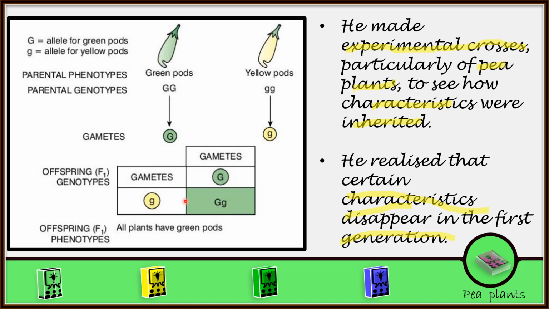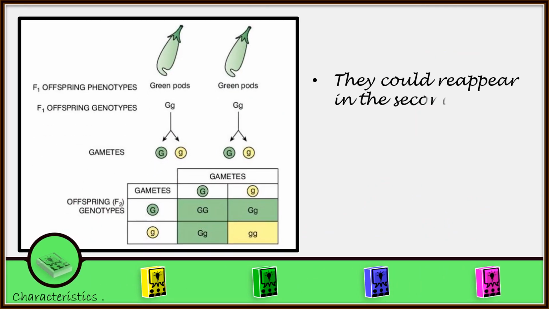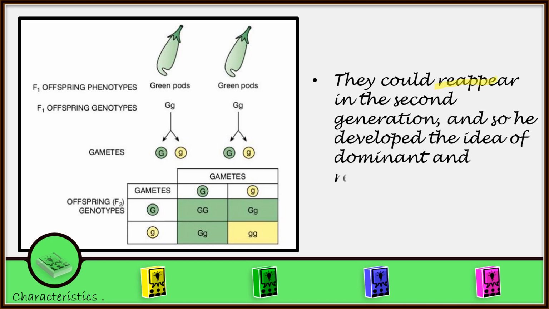They did not appear in the F1 generation. All the offspring were green in color. One character had disappeared in the first generation. They could reappear in the second generation. And so he developed the idea of dominant and recessive characteristics.